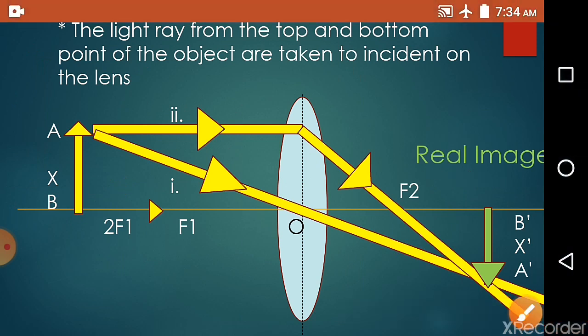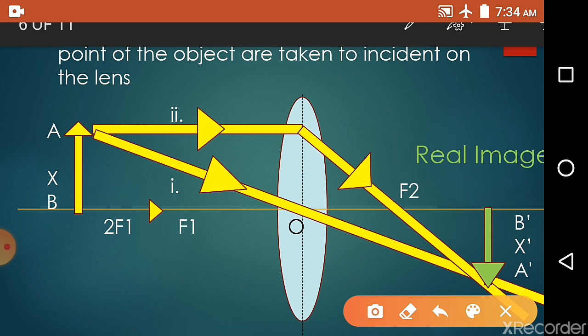Now why is it a real image? Because this image of the object, A dash B dash, you can obtain only if there is a screen here. That means if a screen is placed here, then on the screen you will have the image, that is A dash B dash. Now you can see here, initially the object is upright, as A is the top. But here we have the inverted image.